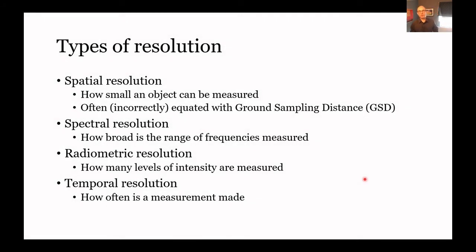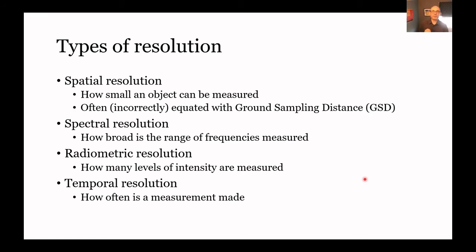In terms of remote sensing, GIS, we have four main types of resolution that we need to talk about. We have spatial resolution, how small something is that can be measured. Especially in terms of remote sensing, we usually think of something called ground sampling distance. What's the area on ground that is equivalent to, say, 1 pixel in an aerial photograph or a satellite image?